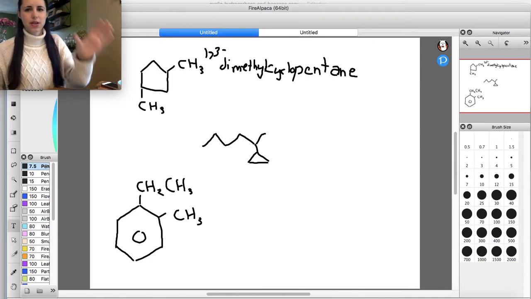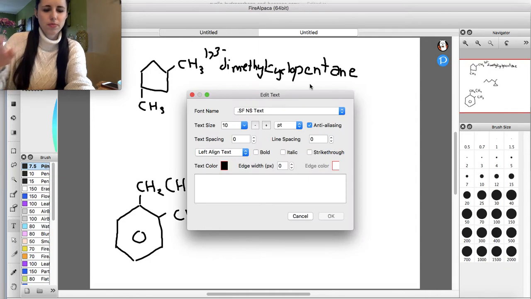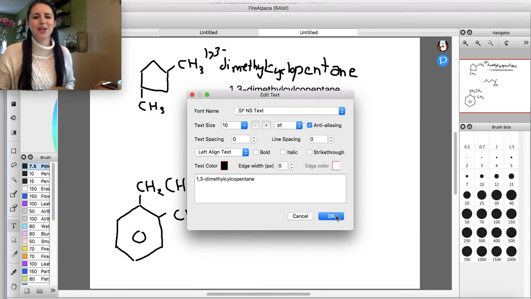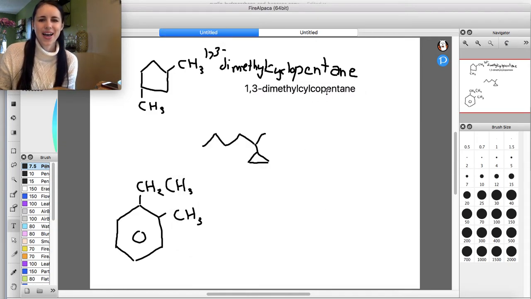Let's type this out because I realize that is super messy. So 1,3-dimethyl cyclopentane. They just keep getting longer as we go in. And that would be the name for this one here.